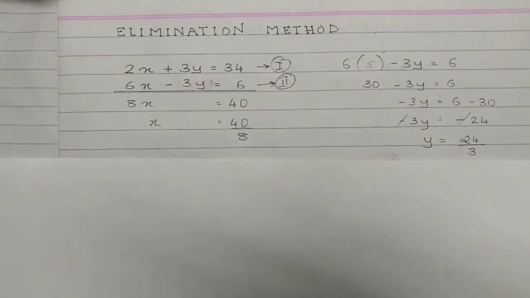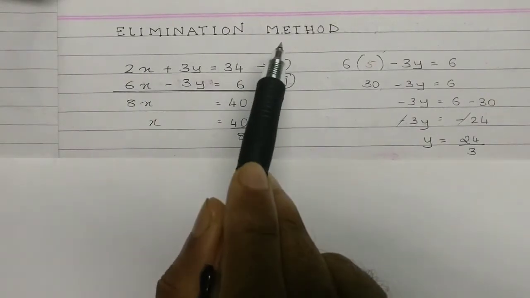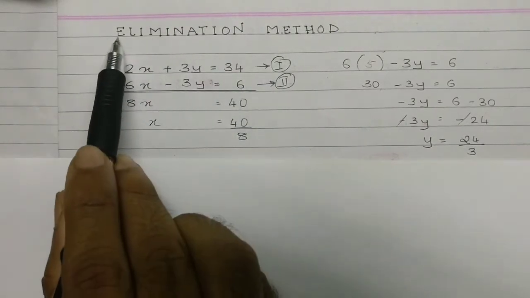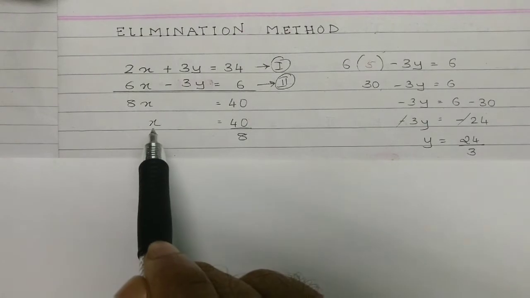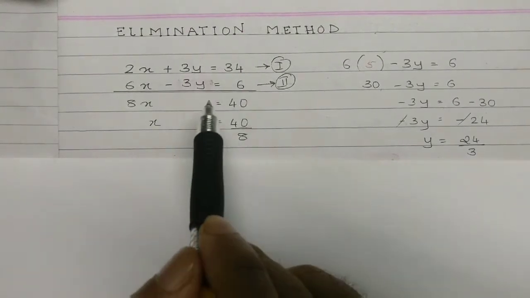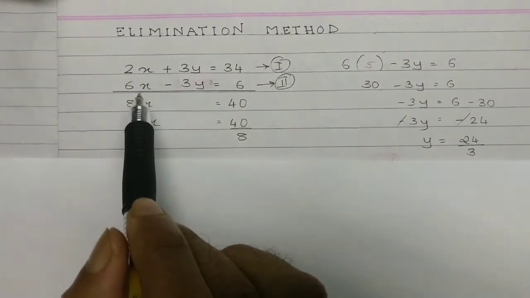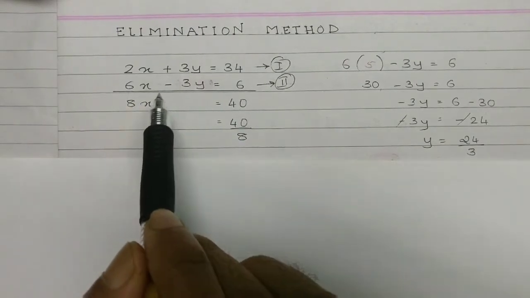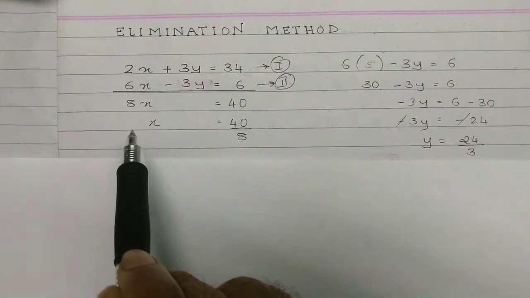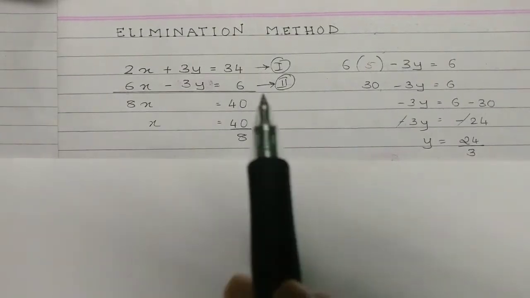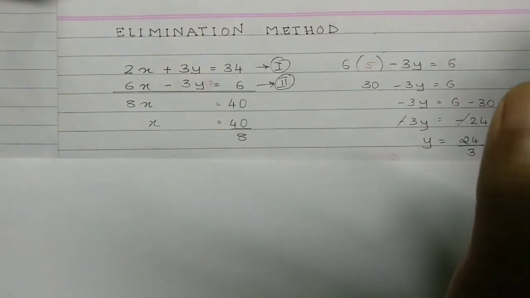Today we are going to discuss another method for solving a pair of linear equations in two variables, and this one is called the elimination method. The meaning of the word elimination is to cut down or to reduce. So in this method we are going to see how we can eliminate terms and solve to get the values of x and y. I don't want you to concentrate on this part right now.